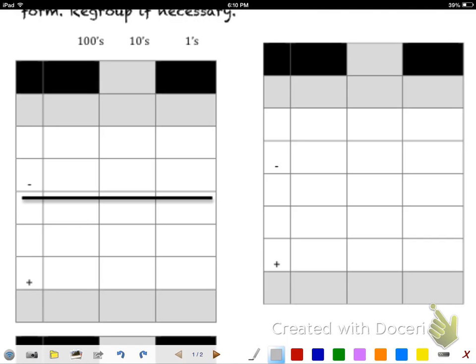Good evening, everybody. This is Miss D, and I'm coming to you to do some examples of subtraction with regrouping in expanded form. So we're going to start with our first example, which is 514, and we are subtracting 327. Okay, 514 is the minuend, 327 is the subtrahend.